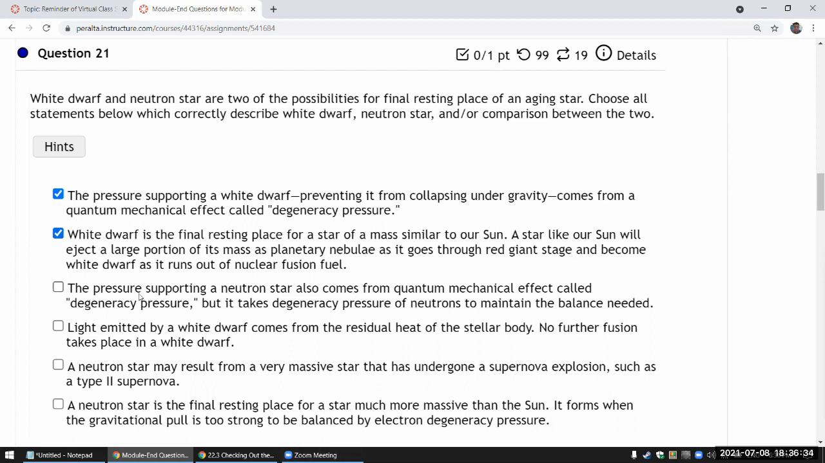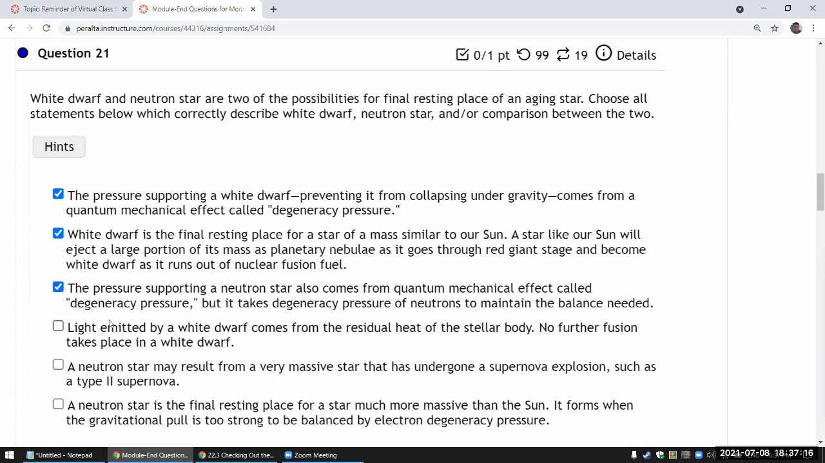The pressure supporting a neutron star also comes from a quantum mechanical effect called degeneracy pressure, but it takes degeneracy pressure on neutrons to maintain the balance needed. Yeah, I think that's what I was describing above. For a star that's more massive, you basically force electron back into proton. I mean, it's an oversimplified description, but that's basically what happens. And electron plus proton becomes a neutron, and that heavier particle can provide a greater degeneracy pressure that will prevent the collapse of the more massive core of the more massive star.